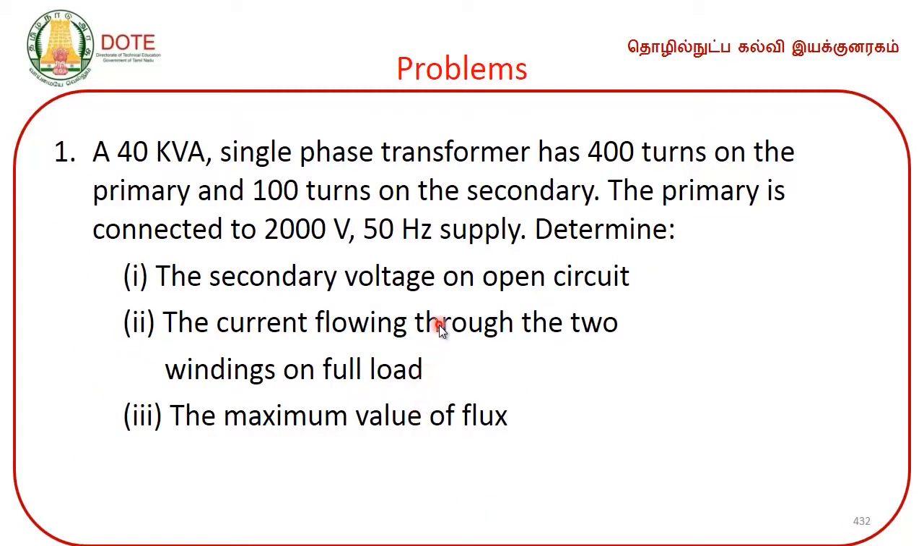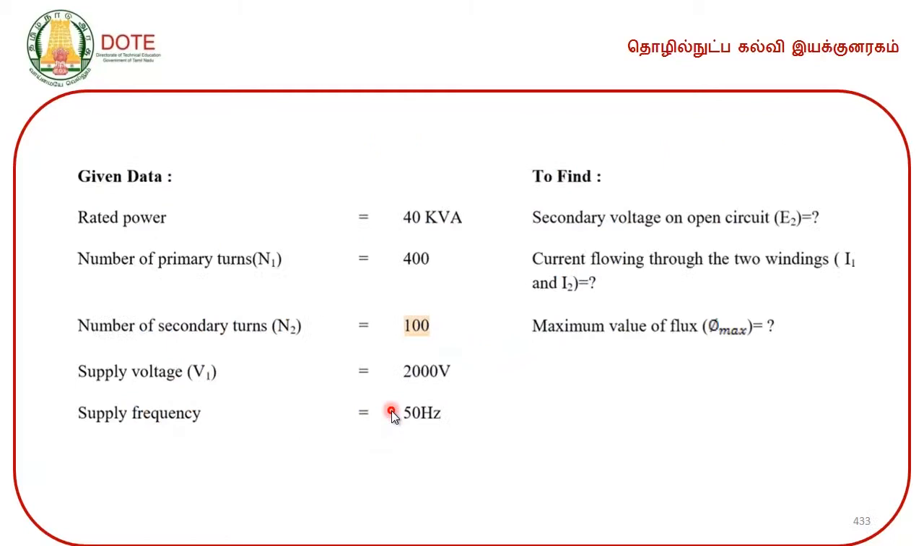Now, let us do some of the problems in the transformer section. Number 1, a 40 kVA single phase transformer has 400 turns on the primary and 100 turns on the secondary. The primary is connected to a 2000 volts 50 hertz supply. Determine number 1, the secondary voltage on open circuit. Number 2, the current flowing through the 2 windings on full load. Number 3, the maximum value of flux.